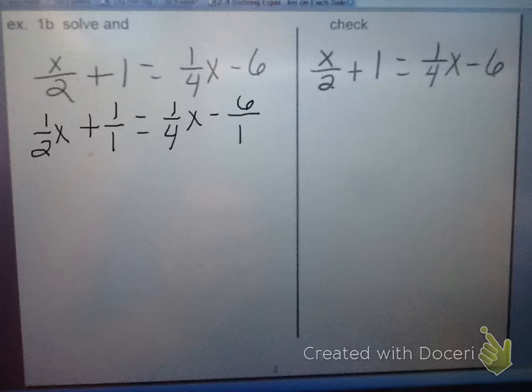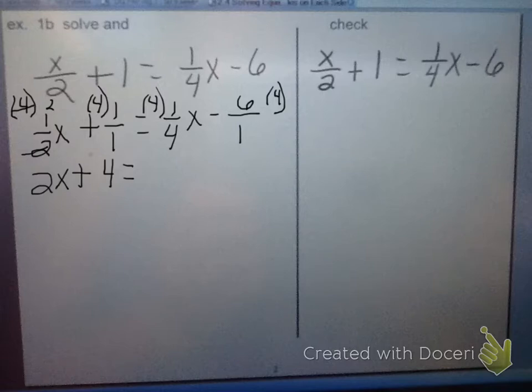Now I'm going to clear my fractions by multiplying each term by the least common denominator. My least common denominator is 4. So don't forget to multiply every fraction, every single term by 4. 2 goes into 4 2 times. 2 times 1x is 2x. Plus 4 times 1 is 4, because there's nothing to cancel.